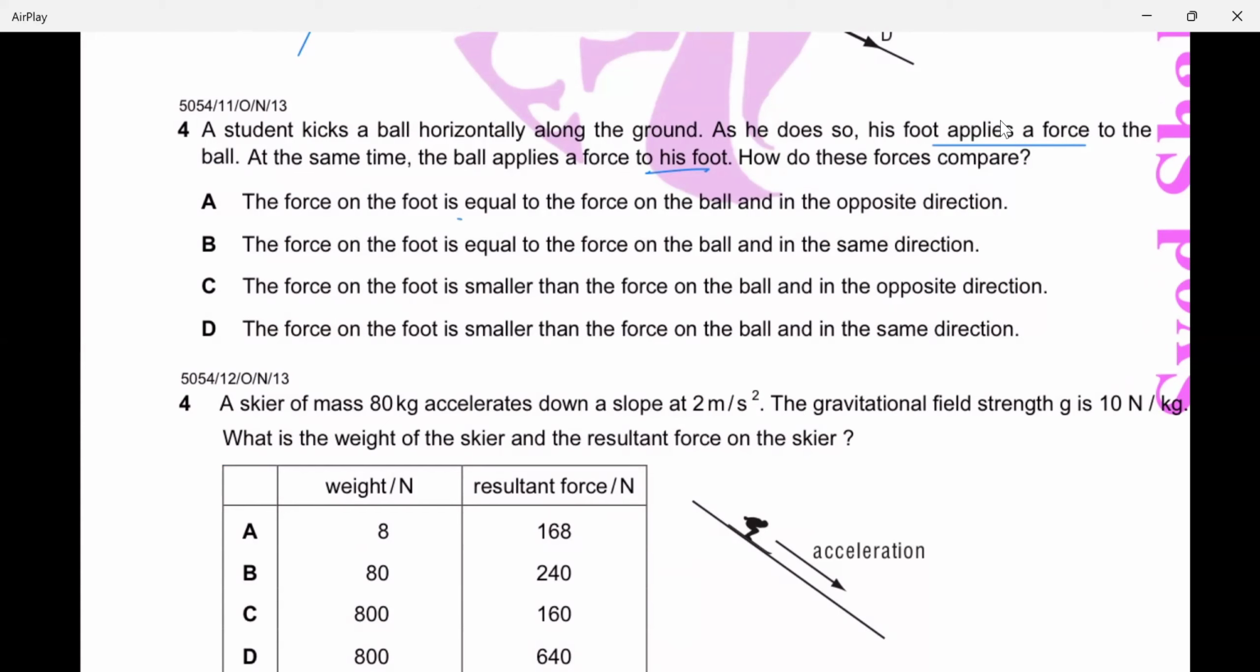Is it fine now, or still lagging? Is it still lagging? Wait, let me change the connection. Just wait. Hotspot is the best solution at times.